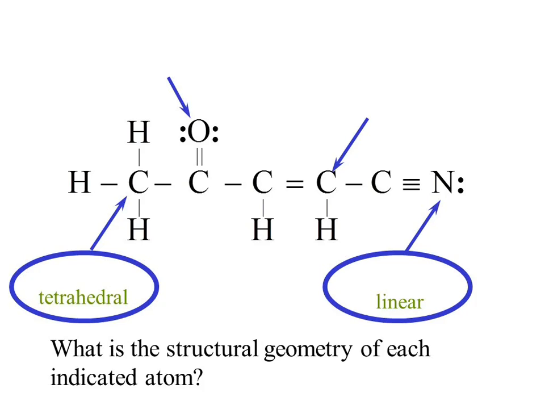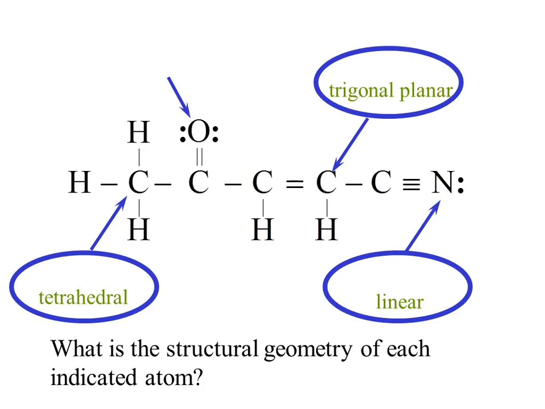Now going up to that other carbon, this carbon right here has a double bond to carbon, and it's singly bonded to another carbon, and singly bonded to a hydrogen. How many sigma bonds? 3. How many lone pair electrons? 0, so you're at that middle. So what's the shape? Trigonal planar, perfect.